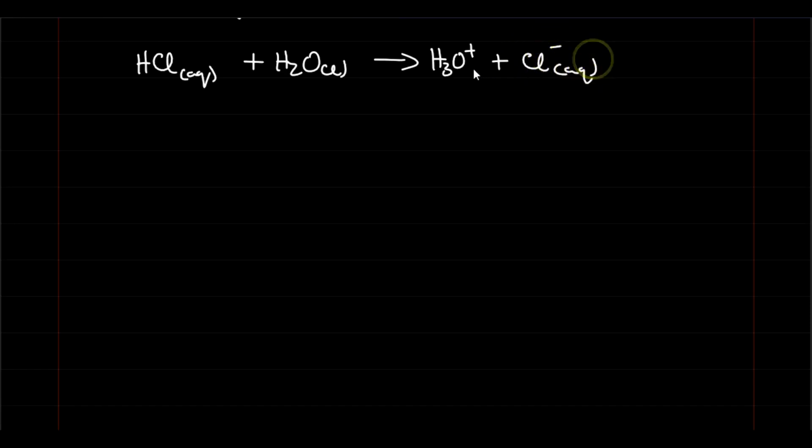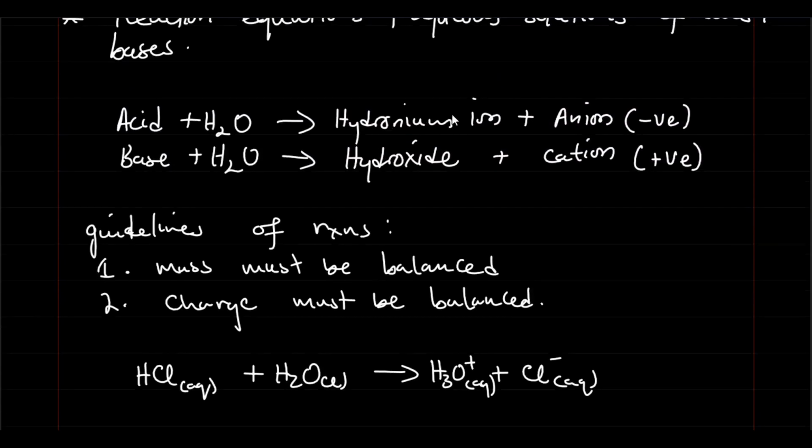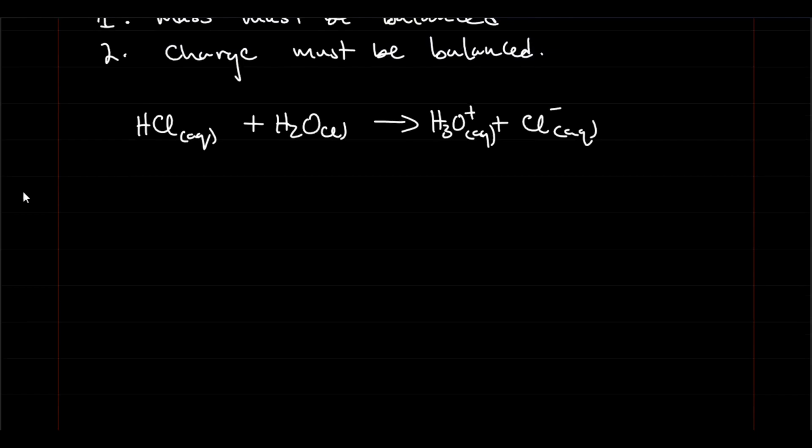For example, let's take a strong acid, HCl. By now you know that HCl is a strong acid. So I take a strong acid in solution plus water. What do I get? I get the hydronium ion plus the anion. What anion? The anion of chlorine, which is a chloride ion, Cl minus. Now you can see that when we add an acid to water, we get hydronium plus an anion, which is a negative ion.